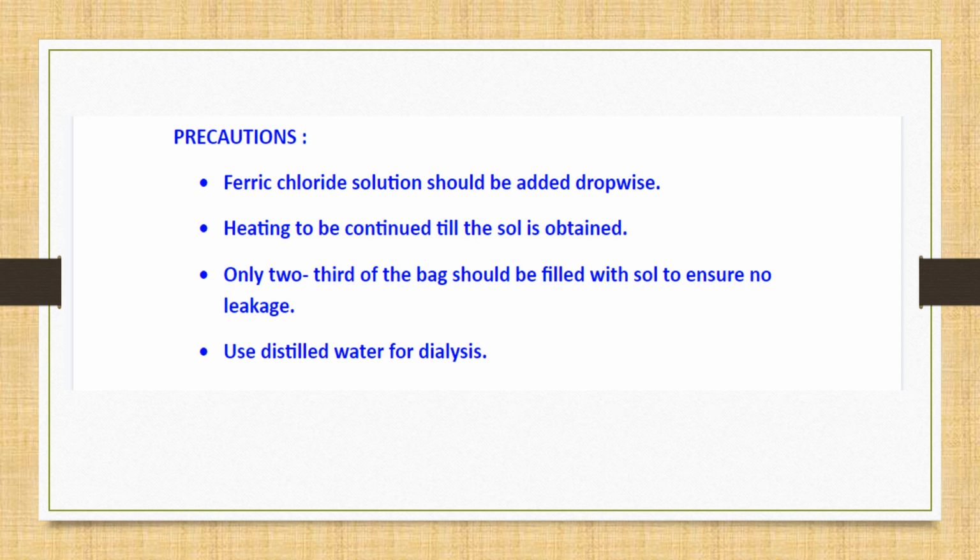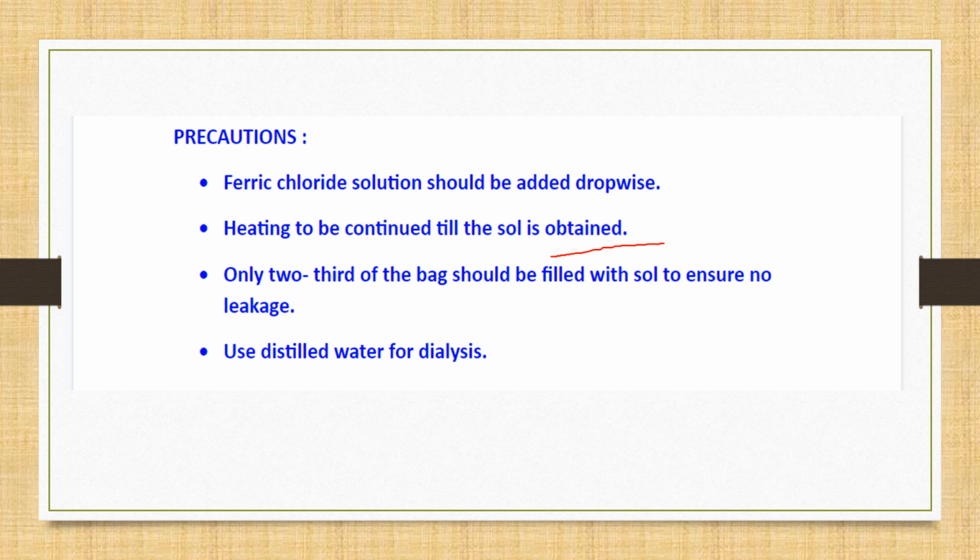The precautions that we have to take for this experiment: ferric hydroxide is to be prepared by a chemical method. So we are carrying out hydrolysis of ferric chloride, that is to be added dropwise, slowly. Heating is to be continued till the sol is obtained. This you can easily make out by the change in color. From light orangish, the color will change to deep reddish brown, and it will appear like a solution. When you see through the beaker, there should not be any precipitation. It should be like a clear solution.